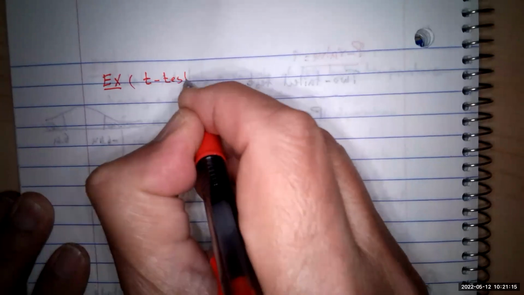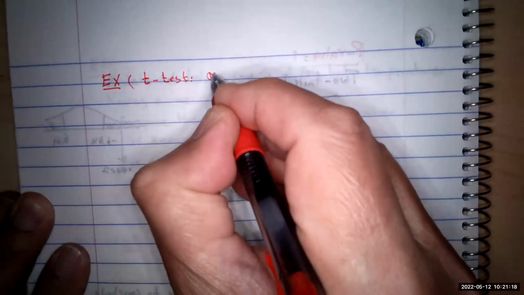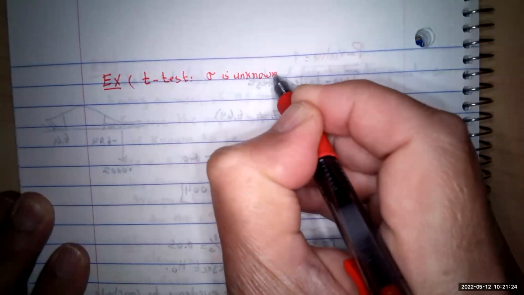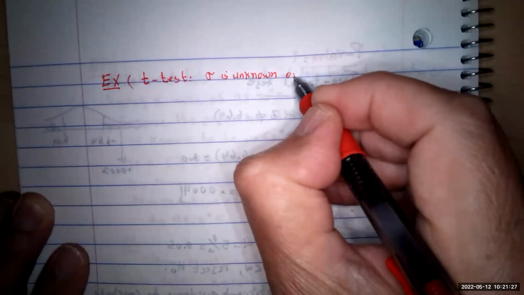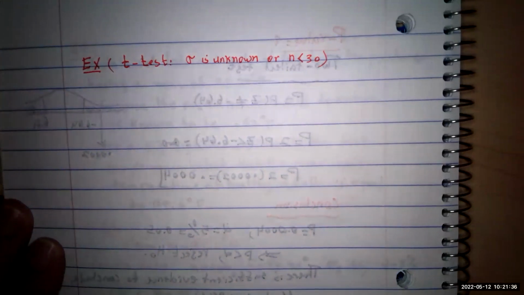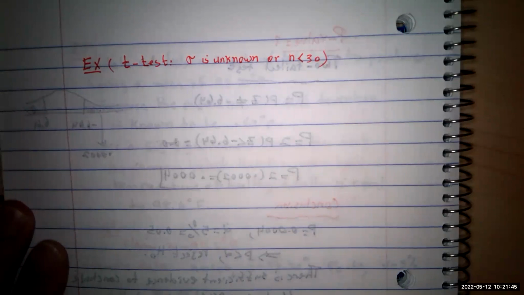Okay, so this is going to be the example. This example is related to the T test, and the case that sigma is unknown, and or the sample size is very small. When the sample size is less than 30, and sigma is not given to you, whatever standard deviation is given is considered to be the sample standard deviation. Okay, so for the first case, suppose we have this claim that we want to test.